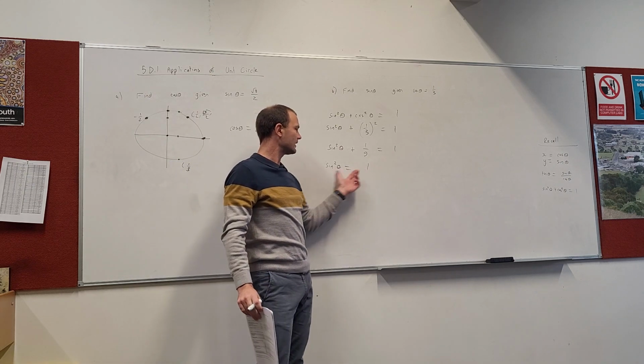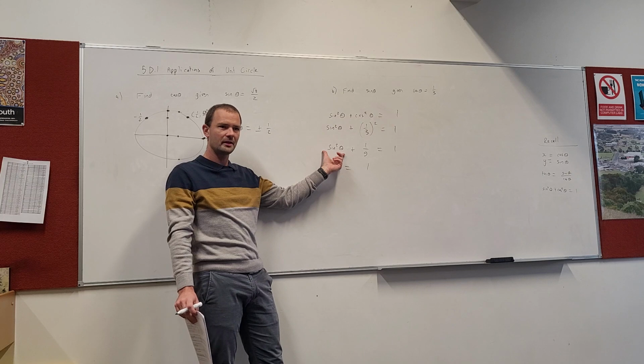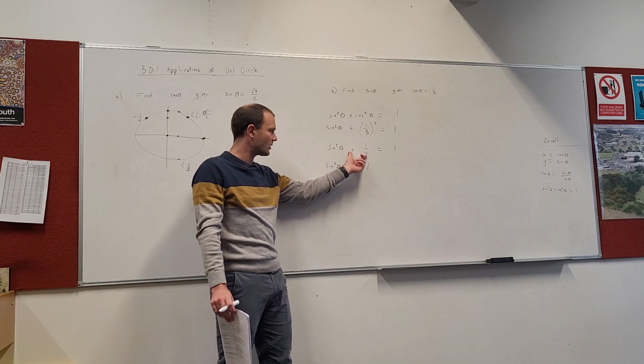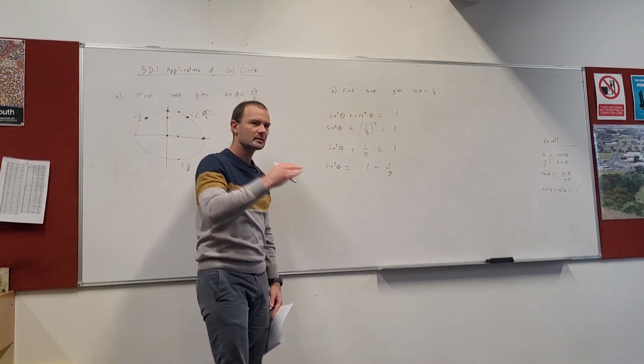And this is our variable, right? We're trying to get x by itself. We're trying to get sine squared theta by itself. So we're going to subtract 1 on 9 from both sides. Okay, if we have 1, take away 1 on 9.